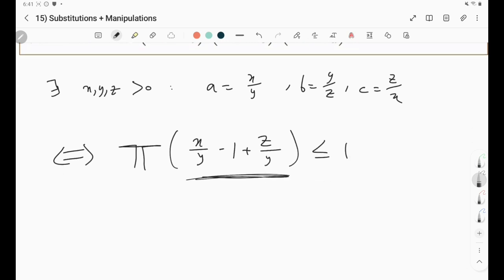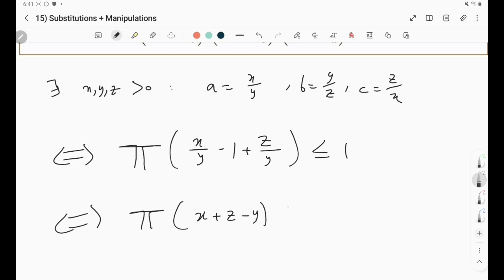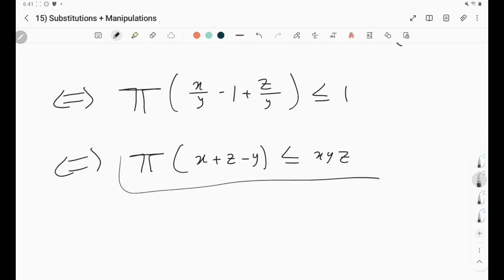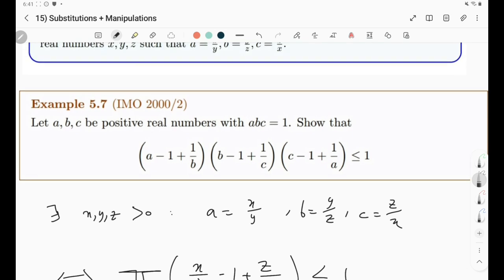Okay, now clearly you can multiply by y here. In fact, multiply everything by xyz, and I'm going to get the product (x plus z minus y) is less than xyz. Alright, so now we just need to prove this. As you can see, degree 3, degree 3. Very nice. Now everything is homogenized, and we got rid indeed of this condition.